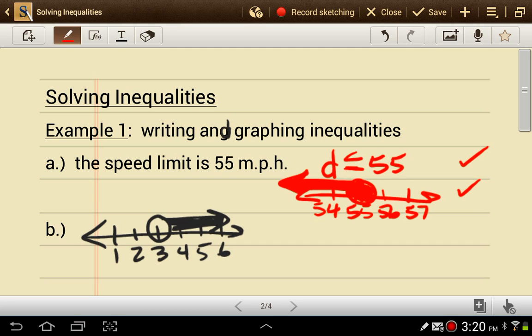It's already graphed for me, so I just have to write the inequality. I don't have to graph it, it's already done. Now I may ask you a question tomorrow: write a real life example where you have to have that answer. So that's something you've got to think about, but for now we don't have to do that.